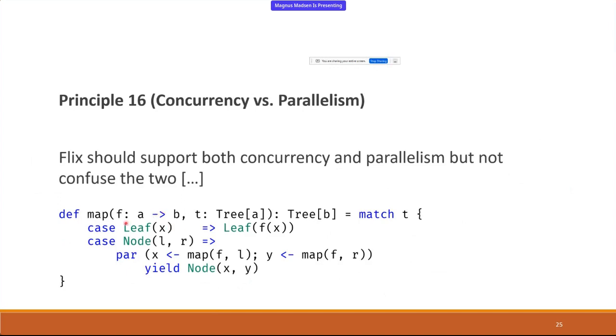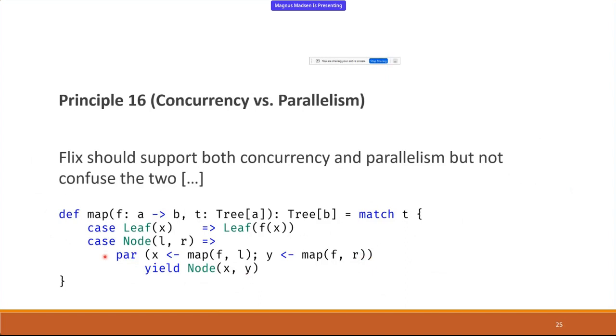So let's say I have a function from A to B and I want to map it over a tree. Well, I can write this recursive function, and then I can use the par construct here to say I want to map over the left part of the tree and over the right part of the tree in parallel. And when done, I want to combine the result into a new node.